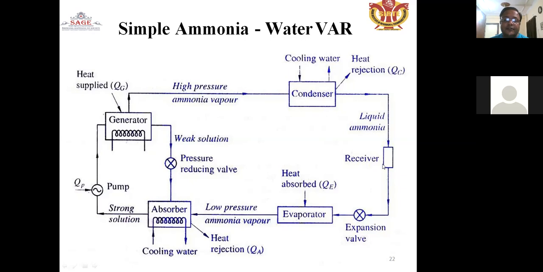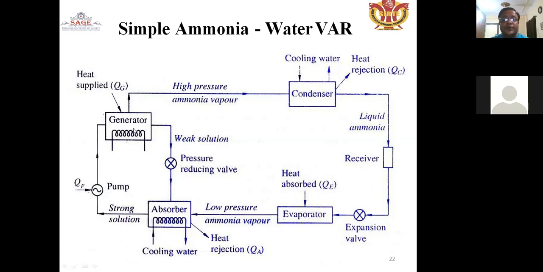Liquid ammonia is collected in the receiver and after that passes to the evaporator through the expansion valve, where the pressure is reduced. After the evaporator it passes to the absorber, converting the refrigerant vapor into low pressure ammonia vapor, and in the absorber a high amount of ammonia will be absorbed. This is done by heat exchange with the cooling water and makes a strong solution, passing through the pump into the generator.